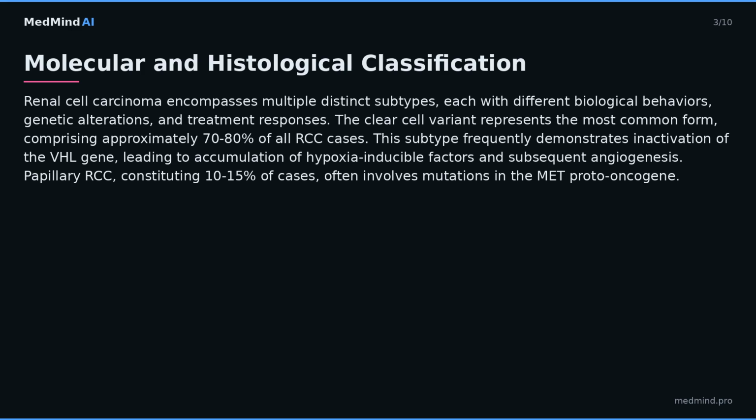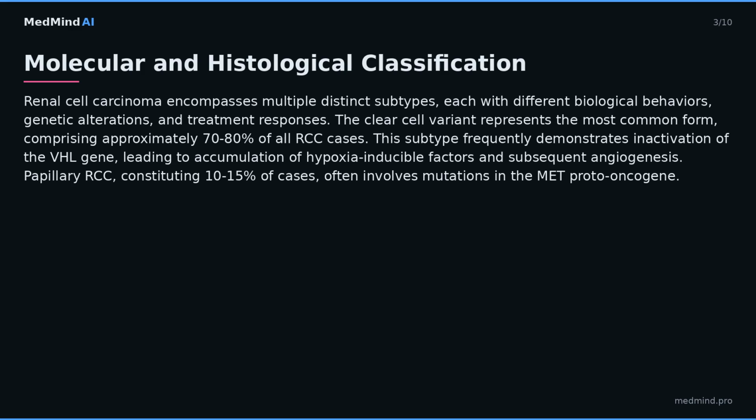Molecular and histological classification. Renal cell carcinoma encompasses multiple distinct subtypes, each with different biological behaviors, genetic alterations, and treatment responses. The clear cell variant represents the most common form, comprising approximately 70 to 80% of all RCC cases. This subtype frequently demonstrates inactivation of the VHL gene, leading to accumulation of hypoxia-inducible factors and subsequent angiogenesis.